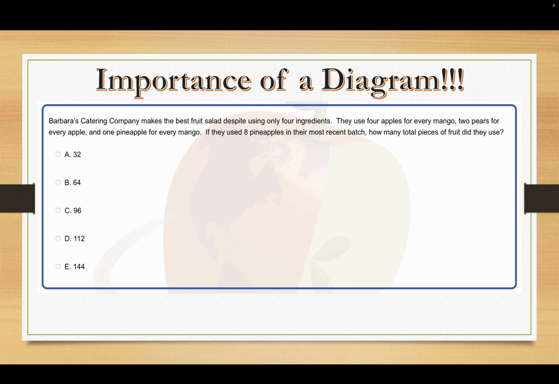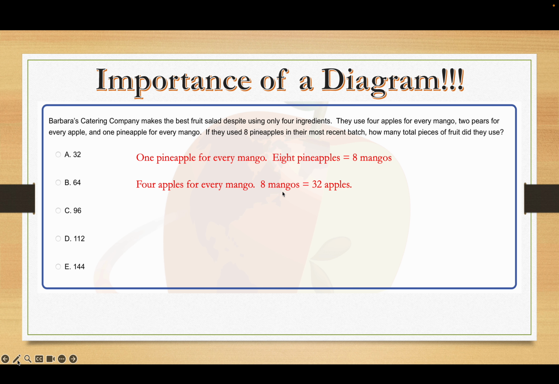Now, the best way to do this is to diagram it out. Write it out. 1 pineapple for every mango. So if you have 8 pineapples, then you have 8 mangoes. Next up, there's 4 apples for every mango. So if you have 8 mangoes and every mango gets you 4 apples, 8 times 4 is 32 apples. But there's 2 pears for every apple. So if there's 32 apples, that means there's 64 pears. So we figured out how many pineapples, 8, how many mangoes, 8, how many apples, 32, and how many pears, 64. If I add them all up, I get 112 pieces of fruit.